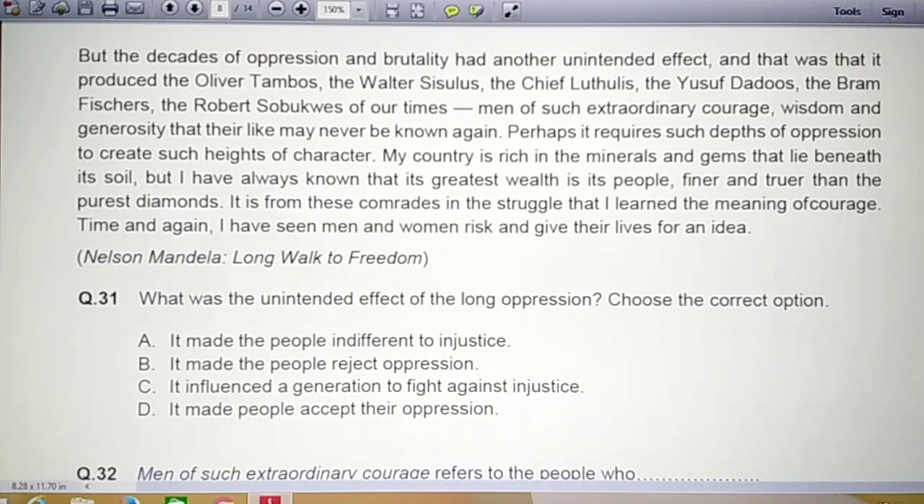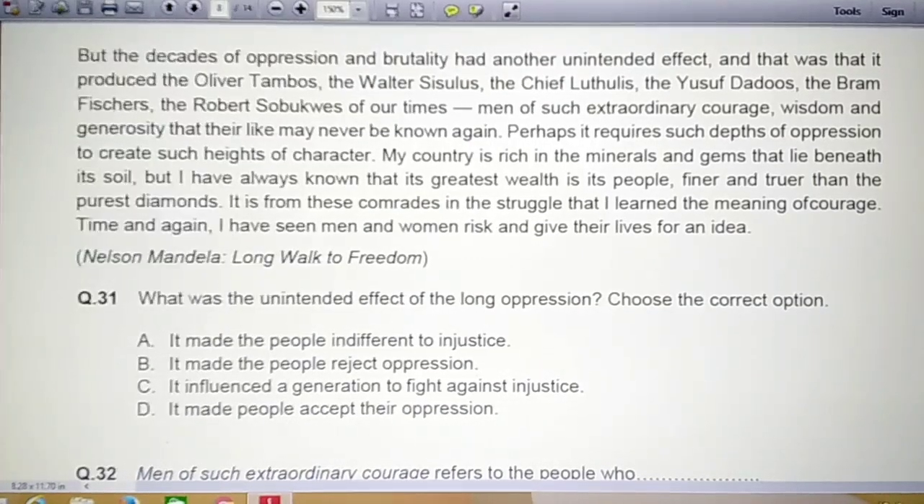It is from these comrades in the struggle that I learned the meaning of courage. Time and again I have seen men and women risk and give their lives for an idea. Nelson Mandela, Long Walk to Freedom.